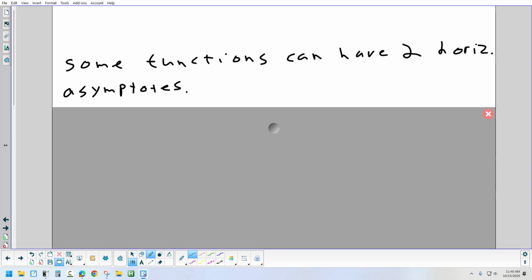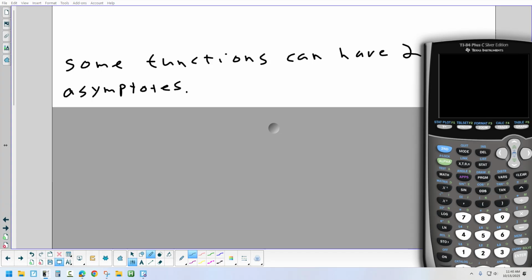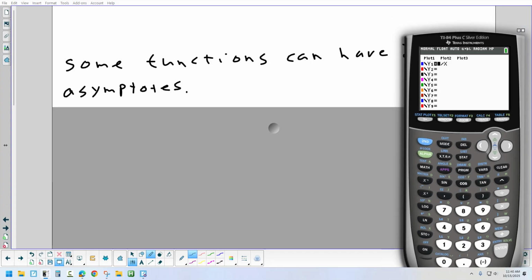All right, so I'm not going to get into the example. I just want you to be aware of it. You can have more than one horizontal asymptote. Here's a graph that has more than one horizontal asymptote.